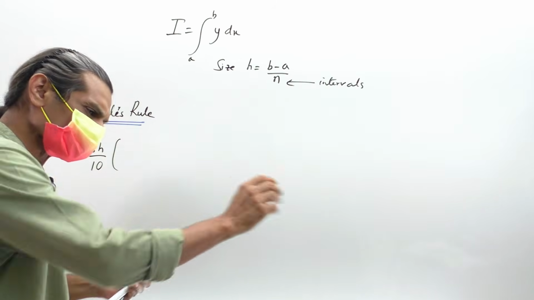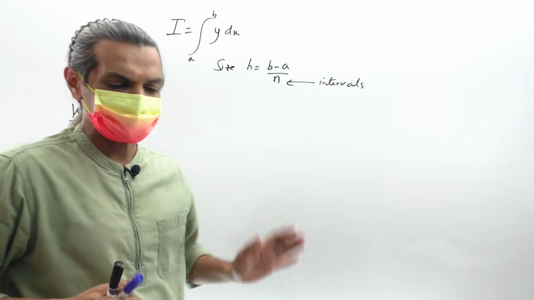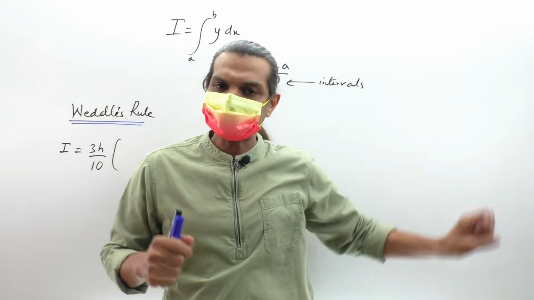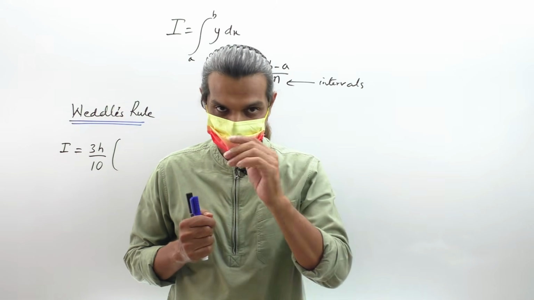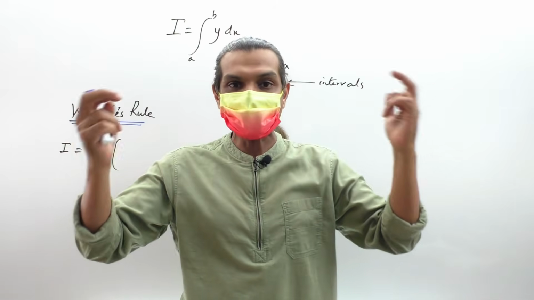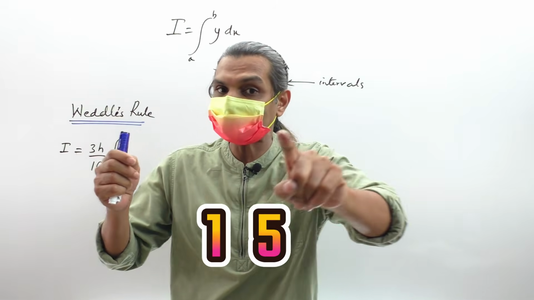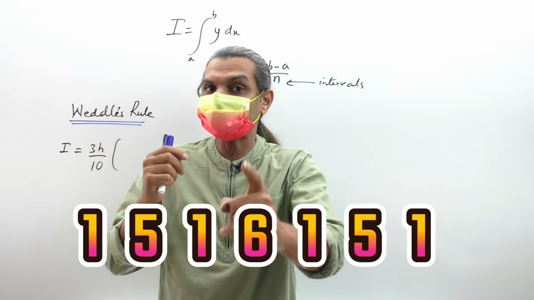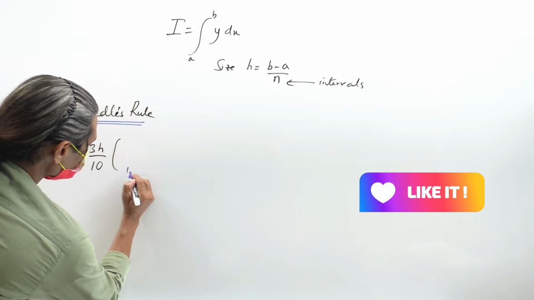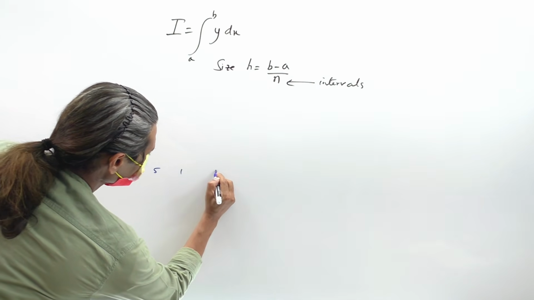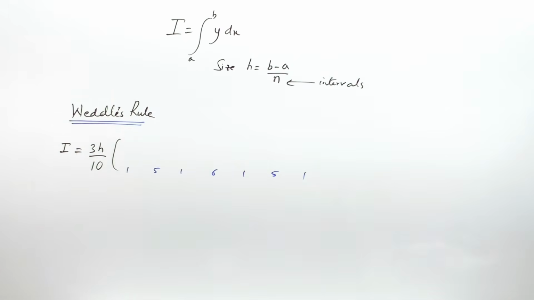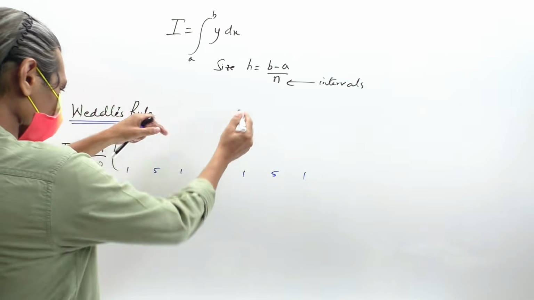The simplest way of writing this, remember the simple trick here: the sequence 1 5 1 6 1 5 1. I repeat, 1 5 1 6 1 5 1. Pay attention to my words here. That's it. Simple. Right. So now I'll make the formula here.